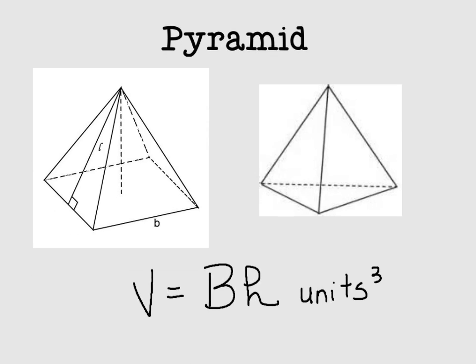Here we have two pyramids. Both are pyramids, but notice that this one has a rectangular base. So a pyramid can have any polygon as its base. This one is rectangular, and this one is triangular. The base of this pyramid is a triangle.